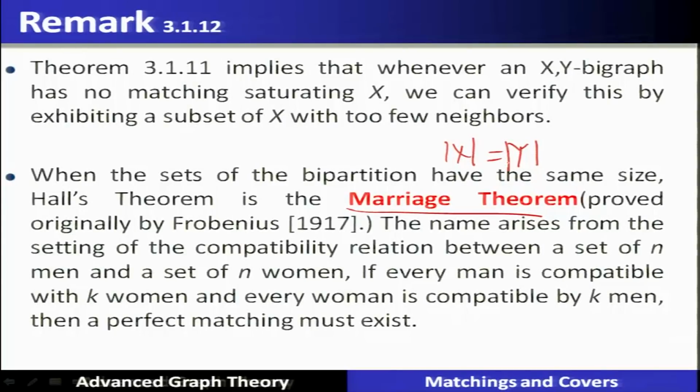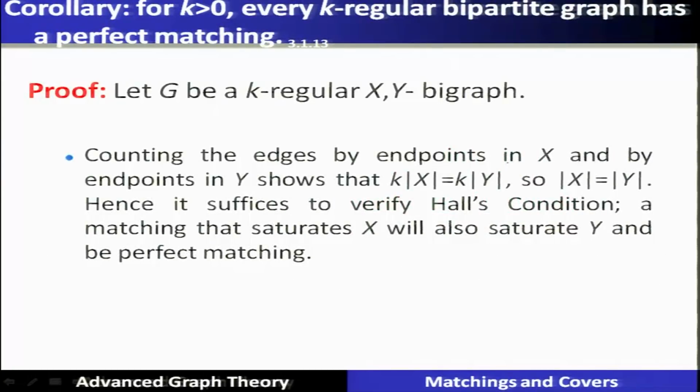The name arises from the setting of the compatibility relation between a set of n men and a set of n women. If every man is compatible with k women and every woman is compatible with k men, then a perfect matching must exist. This gives a corollary: for k greater than 0, every k-regular bipartite graph has a perfect matching.